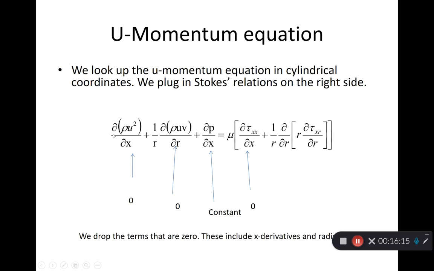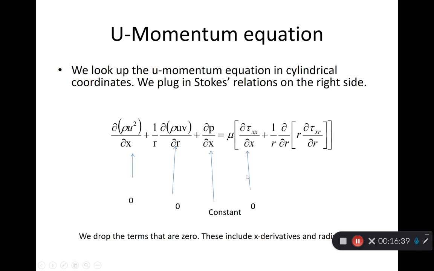Now we go to the u momentum equation. Many terms disappear. The x derivative goes away. The v component of velocity goes away. The x derivative goes away. The r component stays. So we get a pressure gradient pushing the flow from left to right, balanced by the viscous stresses pushing the flow in the opposite direction. When these two balance, you get some kind of a steady flow.